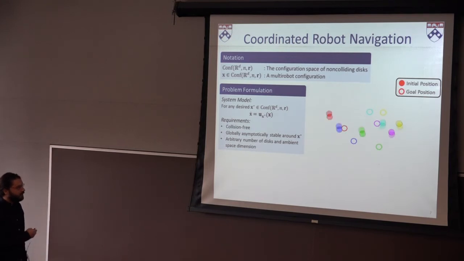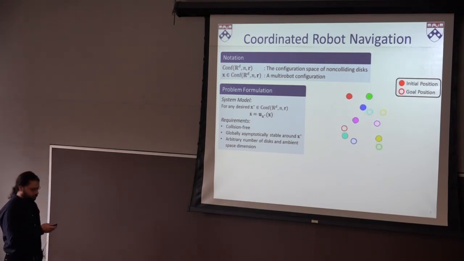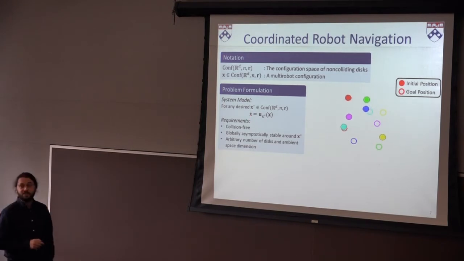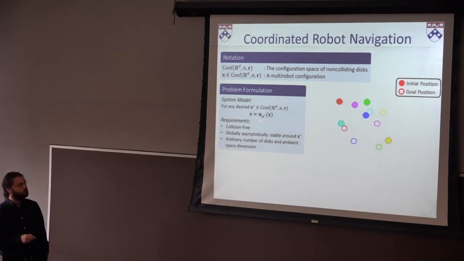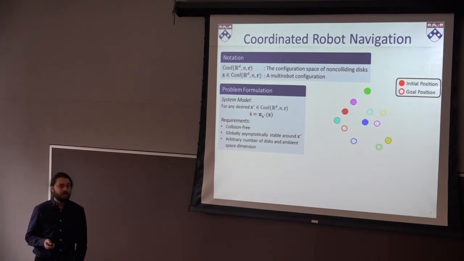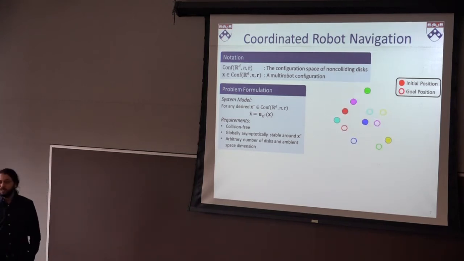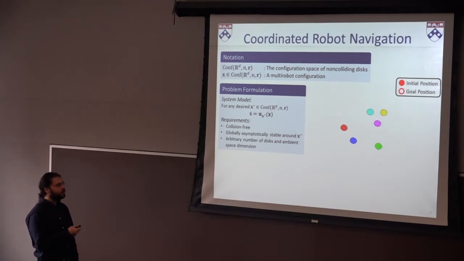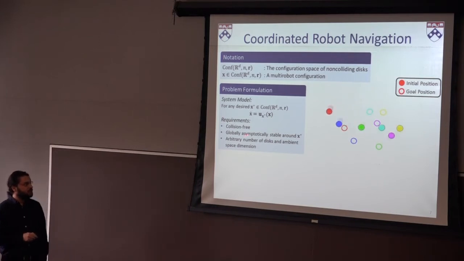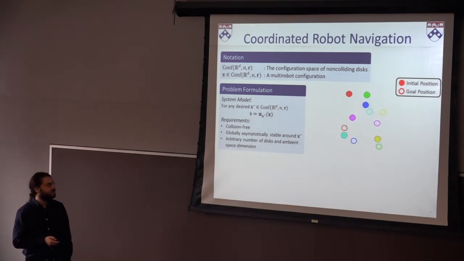So we have n number of disks with certain radius r in an ambient Euclidean space. We assume first-order fully actuated robot dynamics here, which will simplify many things. And we are looking for local and global controllers that will guarantee collision-free navigation. It will be globally asymptotically stable around any given desired location. Actually, there is a little bit of a cheat. It's impossible in many cases, so almost surely you can steer almost every configuration in your space to the desired location. And we want this algorithm to be efficiently applicable for any number of disks and any ambient space dimension.